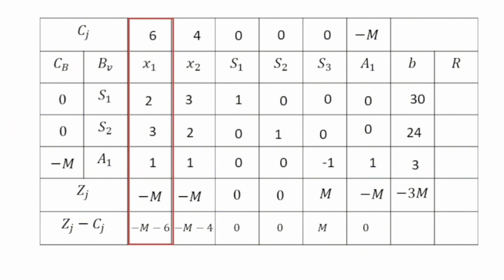So it will be 30 divided by 2, that's 15. 24 divided by 3, that's going to be 8. 3 divided by 1, that's going to be 3. So I'm going to pick the least positive among all of these ratios. That will be my active row, and my 1 is going to be my key element, my pivot element. So now with that I know what to do from here.